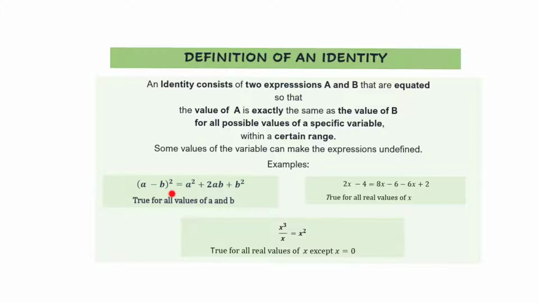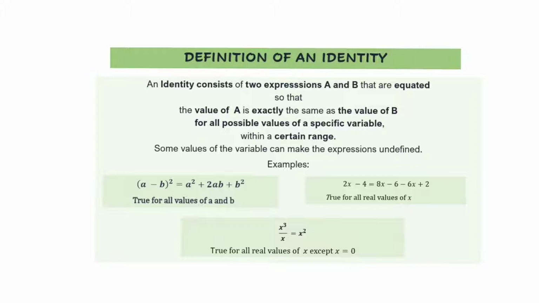(a + b) squared, everybody knows that one, is a squared plus 2ab plus b squared. This will be true for all values of a and b. You can make a 2, b 9, a 100, b 500. This will always stay true for all values. Okay, another one you know is that 2x minus 4 is equal to 8x minus 6x minus 6 plus 2. The left-hand side and the right-hand side are exactly the same. So this is true for all real values of x.